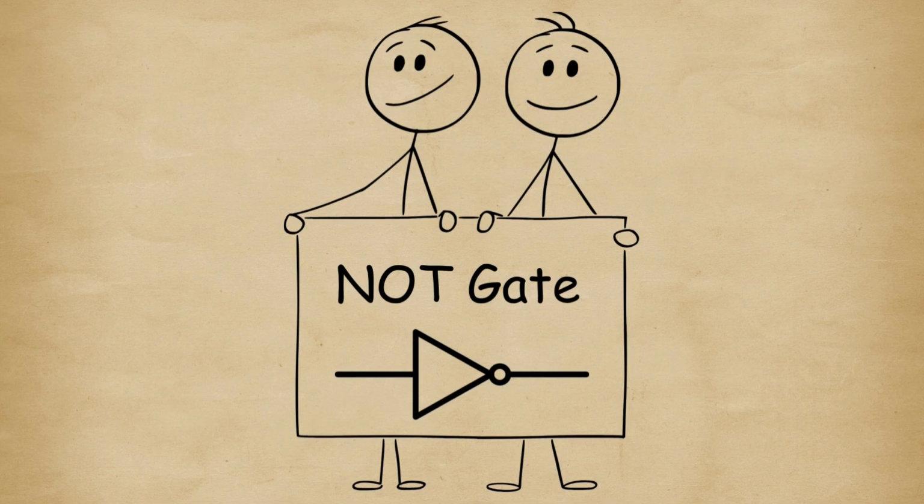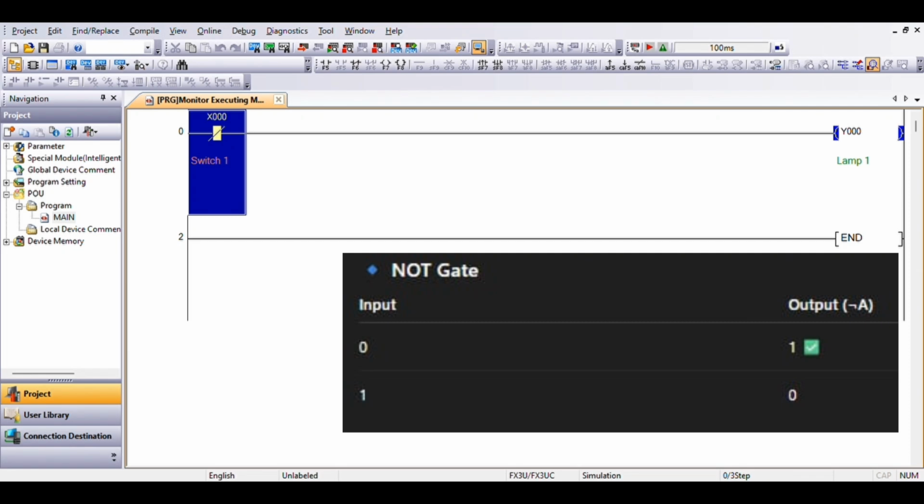NOT gate. The NOT gate, also called an inverter, flips the input. Here, I use a normally closed contact for the input. When the switch is not pressed, the lamp stays on. But once I press the switch, the lamp turns off. So, input 0 gives output 1, and input 1 gives output 0, just like the truth table of a NOT gate.